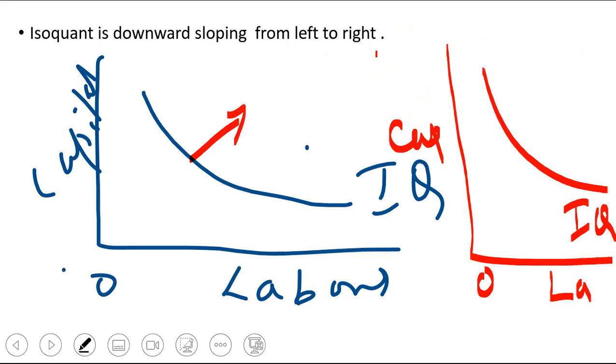Look here. This is: isoquant is downward sloping. Draw the diagram.